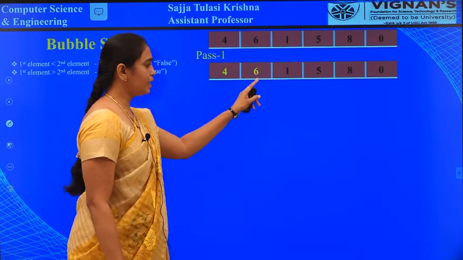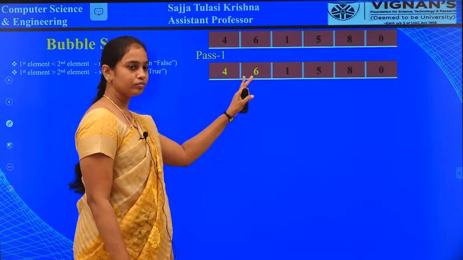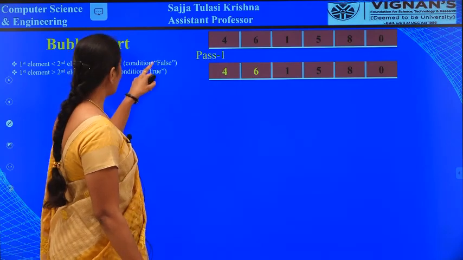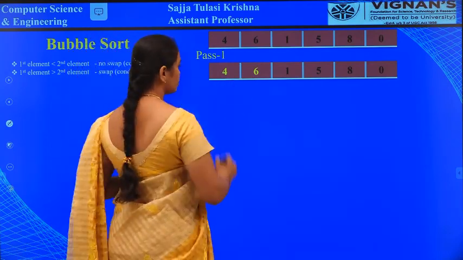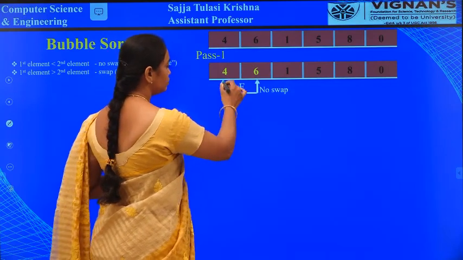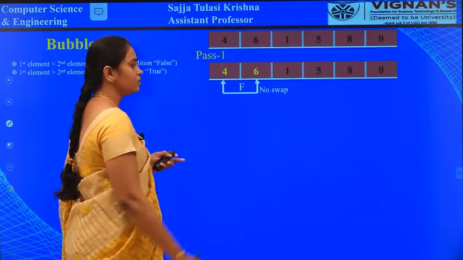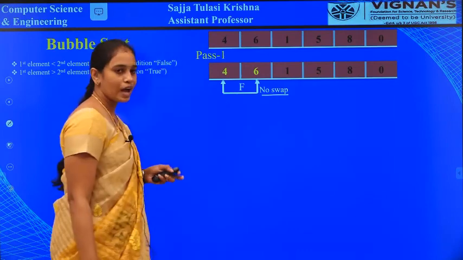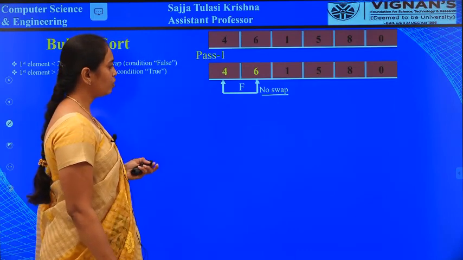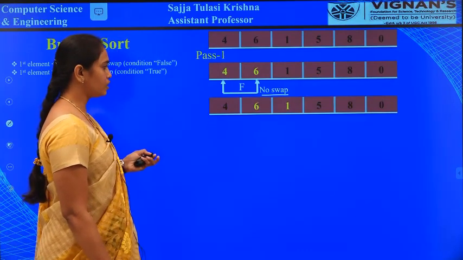So 4 is less than 6. Is it true? So yes. So the condition is now false. See here, the condition is false. No need to swap these two elements. Okay, so now coming to the next one.